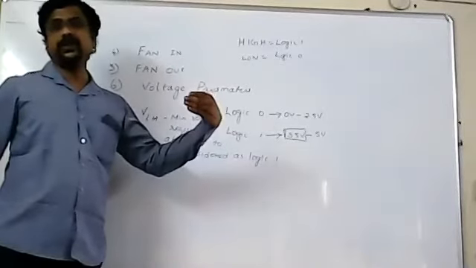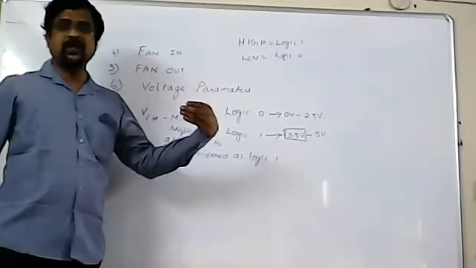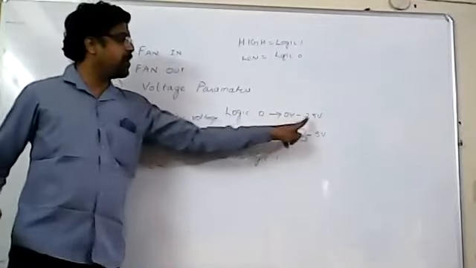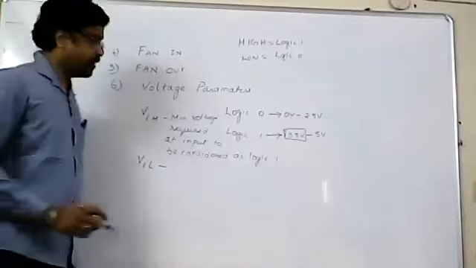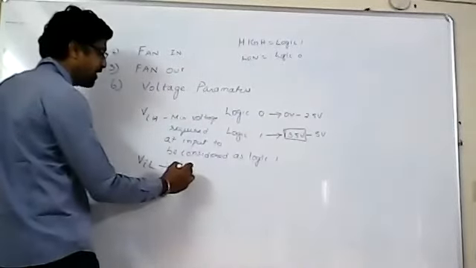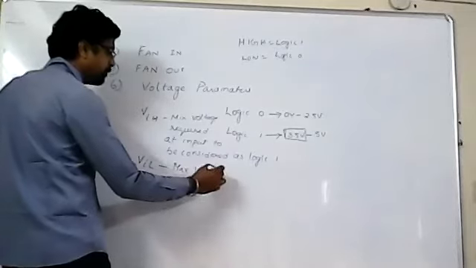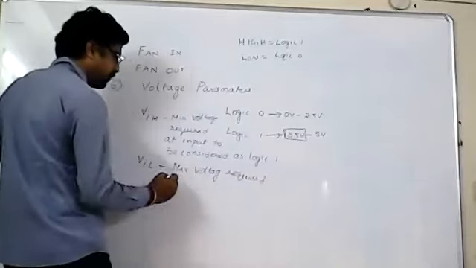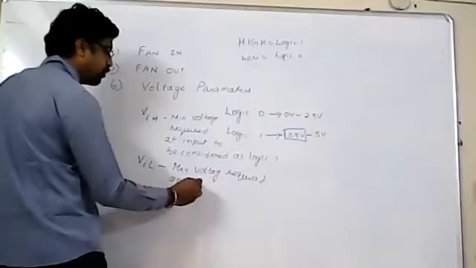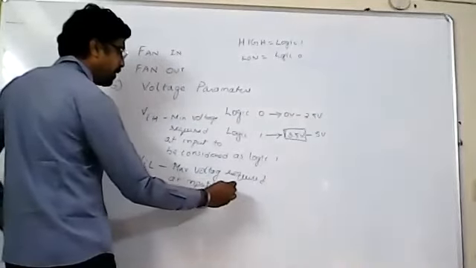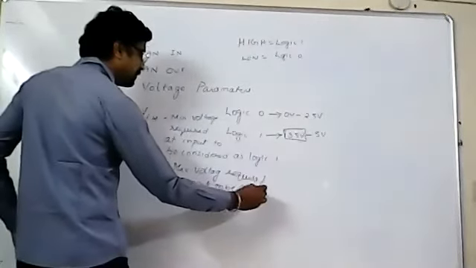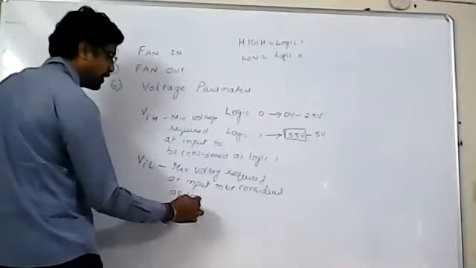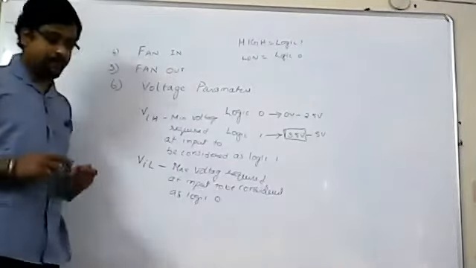Up to what voltage is it 0? Our question is up to what voltage it is 0. So what is the voltage here? It is the maximum, because 0 is the minimum and 2.5 is the maximum. So I can write it as the maximum voltage required at the input to be considered as logic 0. So this you remember.